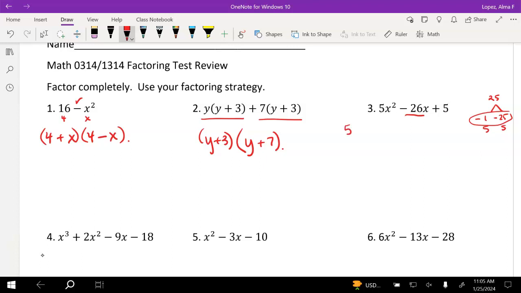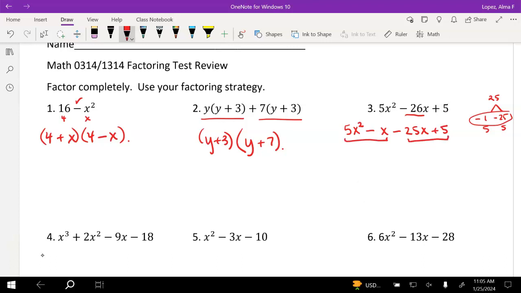So now I'm going to rewrite it. Remember, type 2s, we actually go to a grouping format. So bring down the 5x squared. I'm going to rewrite the negative 26x using those two numbers: minus x minus 25x plus 5. Now we group.